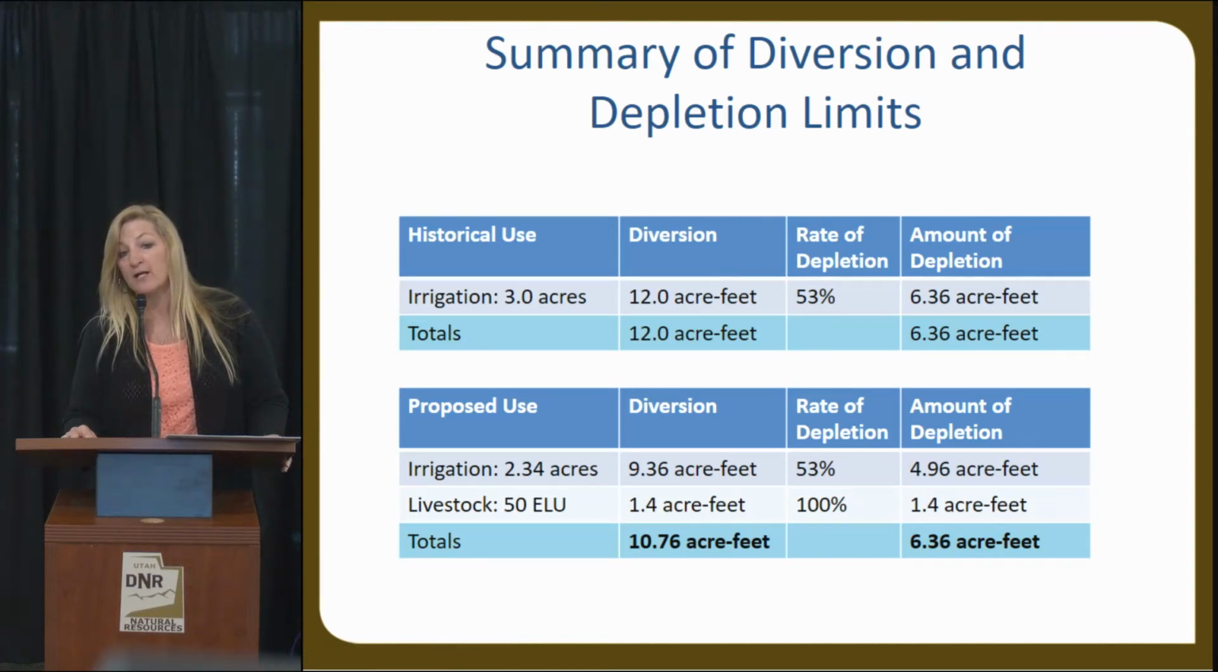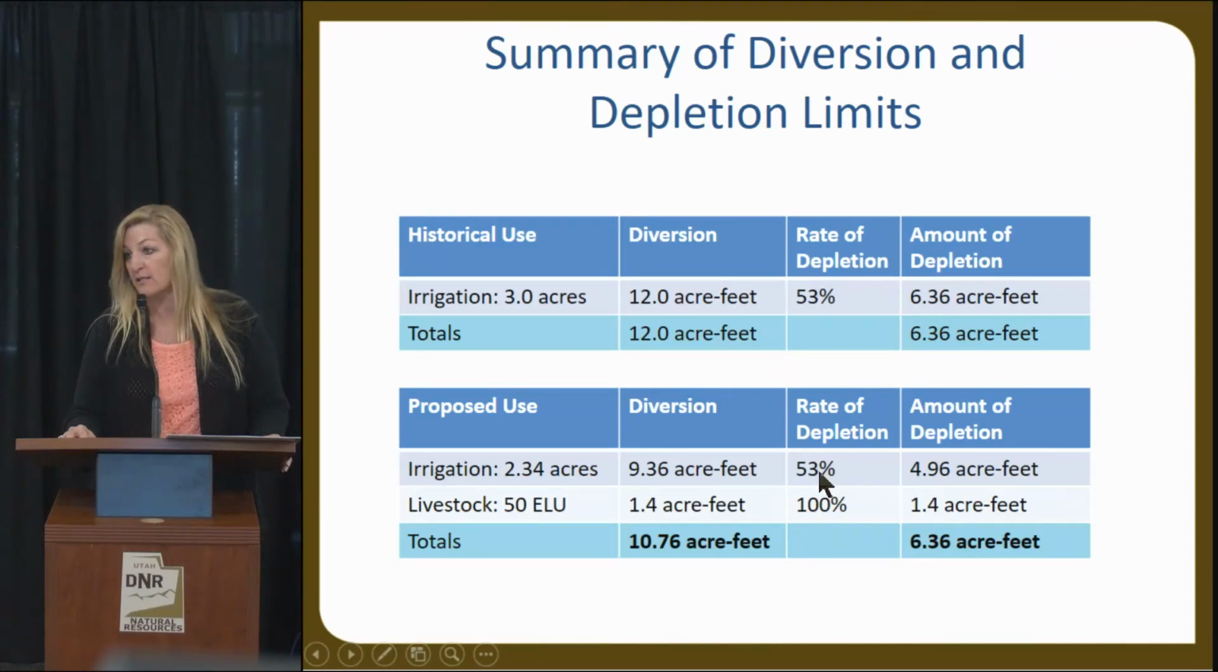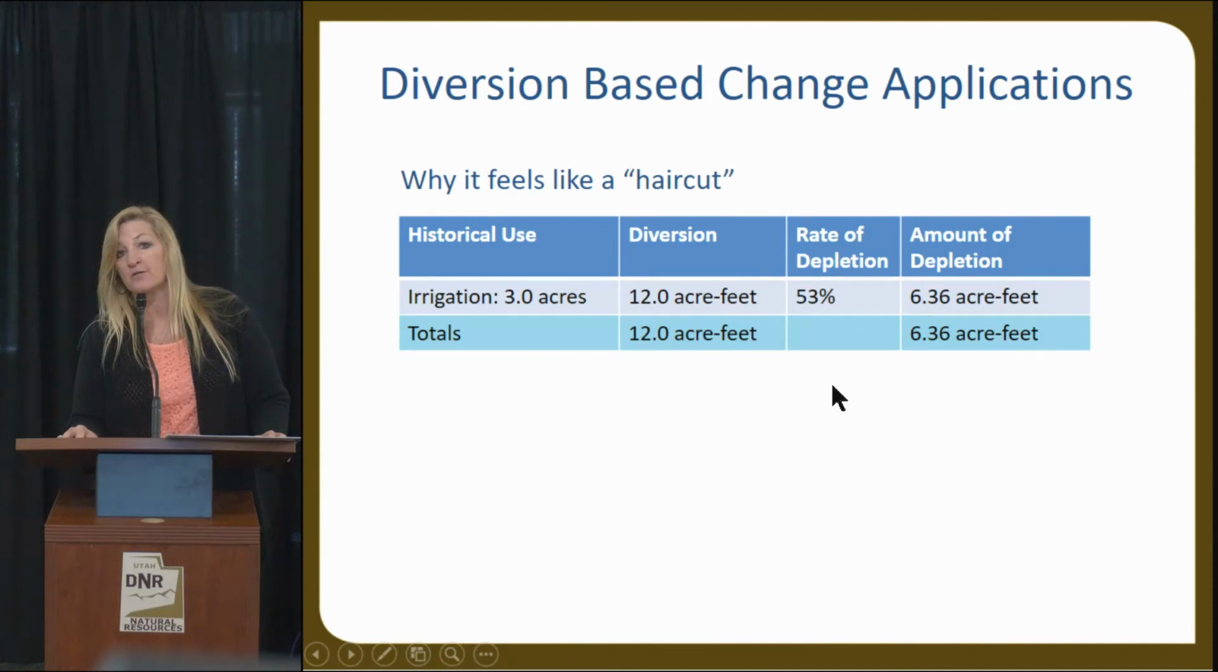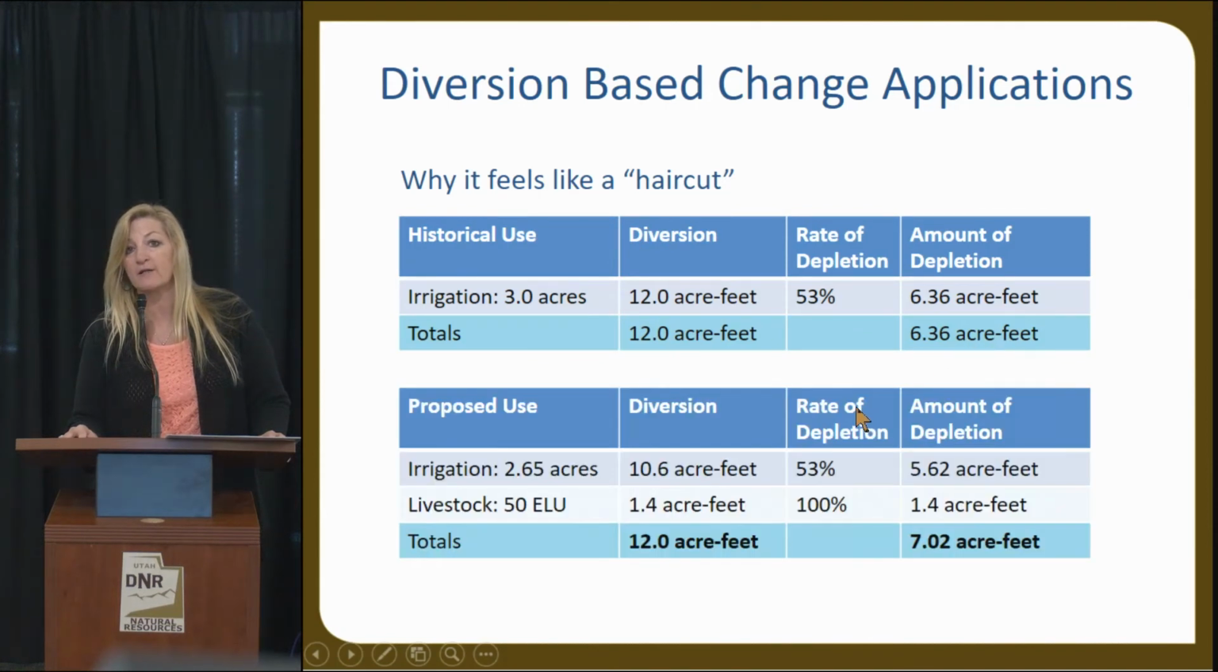The 2.34 acres has a 9.36 diversion rate because the 2.34 times 4, okay? And then you do the depletion rate, 100% for the livestock, 53% for the irrigation portion. And so this is in compliance when you add up the depletion amount for those 2 uses, it does equal the 6.36 acre feet. If we had not taken that into account and just kept the diversion rate at 12 acre feet, so here we are, the 6.36 acre feet.